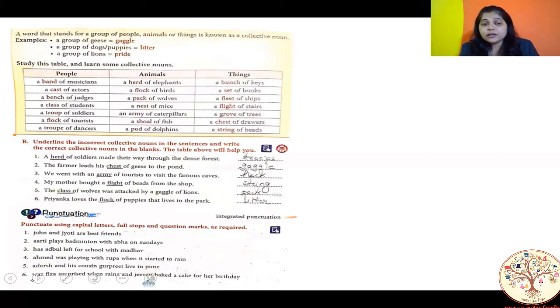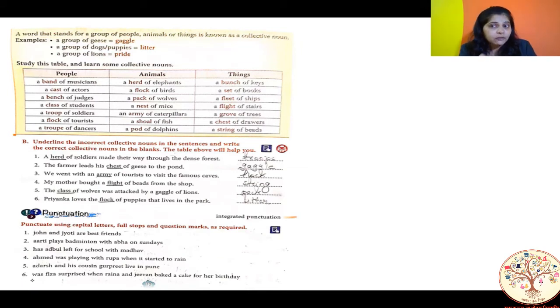Now let's see, there is an exercise, okay? There are the group of people, group of animals, group of things. You have to do exercise number B. Now, yahan pe diya hua hai, underline the incorrect collective nouns in the sentence and write the correct collective nouns in the blanks.